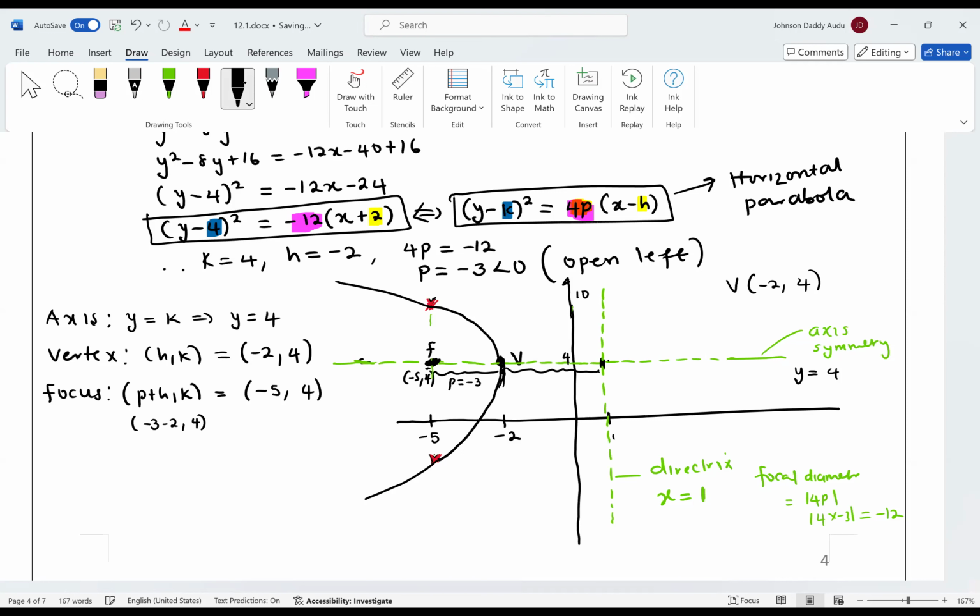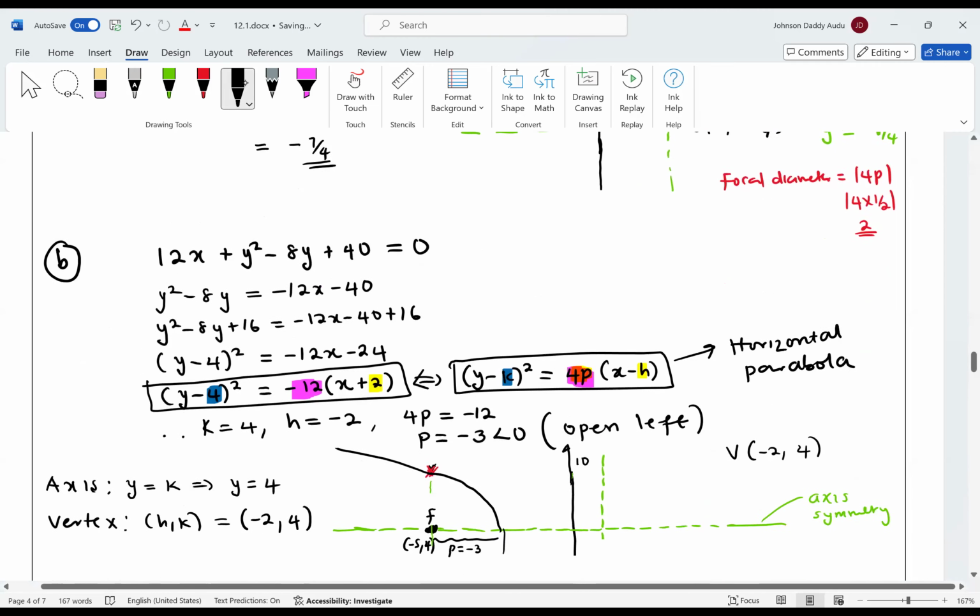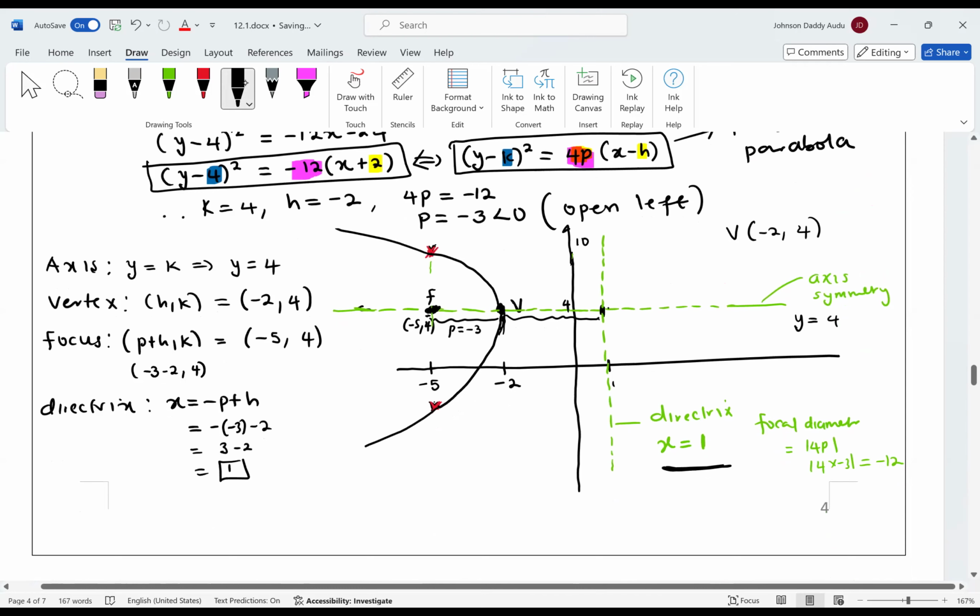Okay. Then the directrix is given by x equals minus p plus h, which is minus minus 3 plus minus 2, right? h is minus 2. So this is just 3 minus 2, which equals 1. And that is what we got here, the directrix, even without using the formula. All right. So I think this is good. Here you are given an equation, you have to transform it first to the standard form, then get your parameters, and then you can sketch.